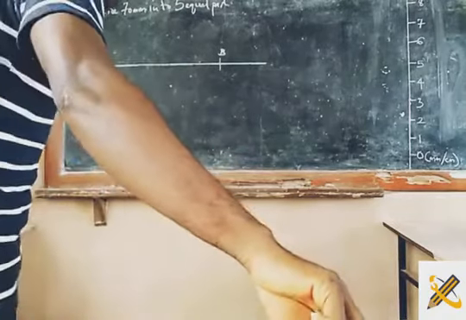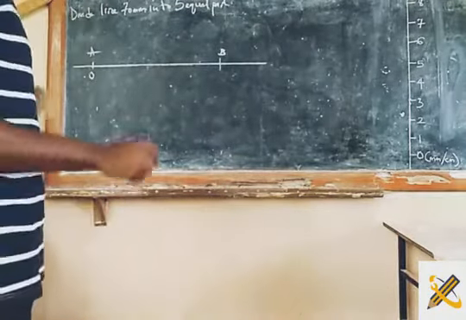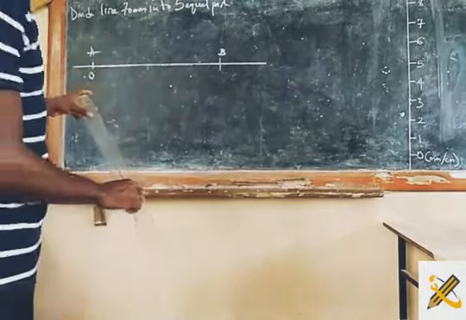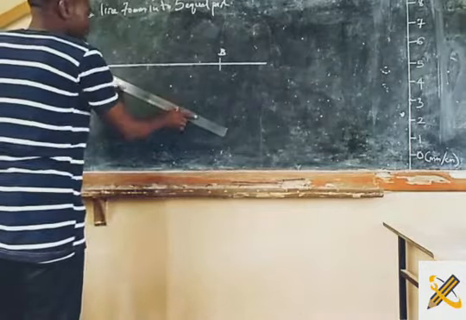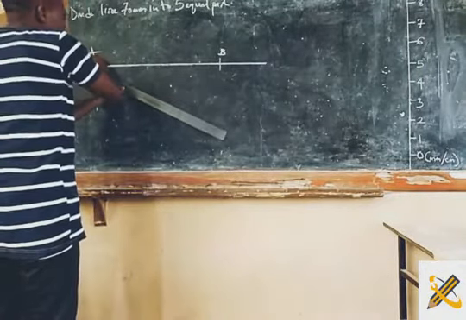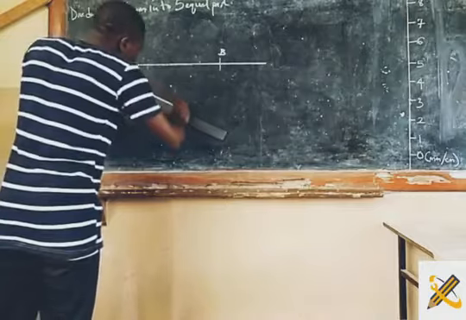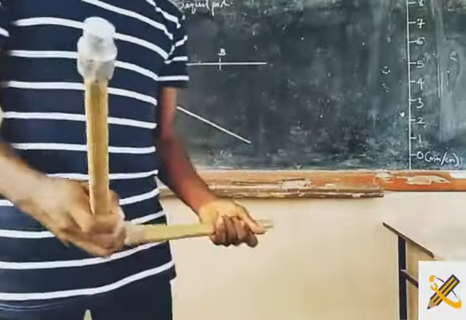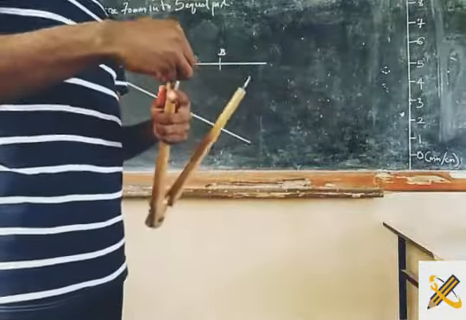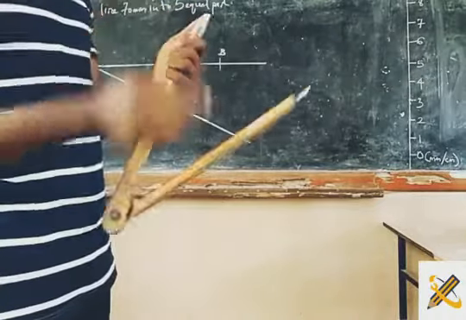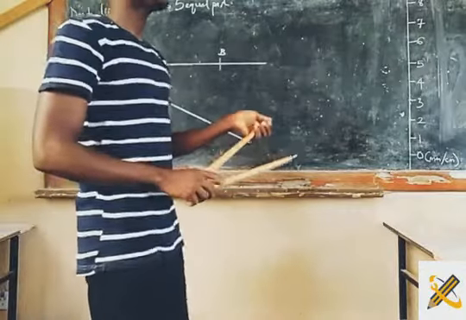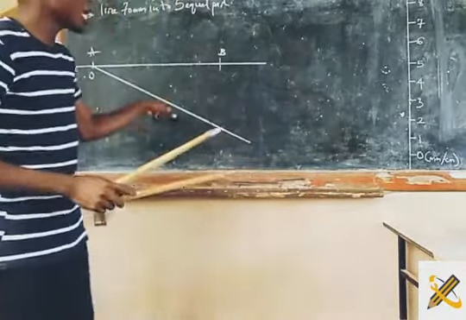I'm going to pick my ruler and draw a line away from point A at any angle and at any convenient length. After doing that, the next procedure is to pick your compass, pick any convenient radius, and step it off 5 times on the line which you have just drawn.